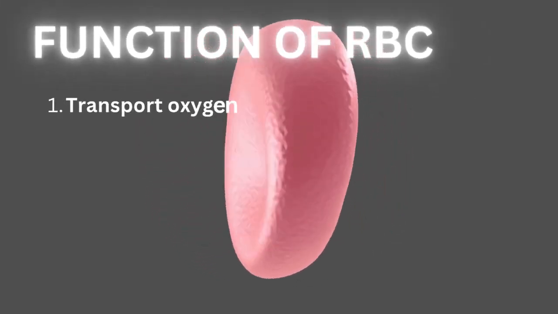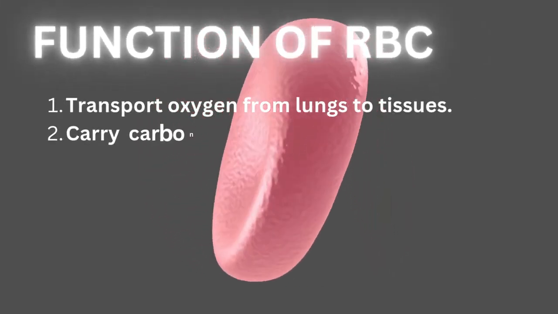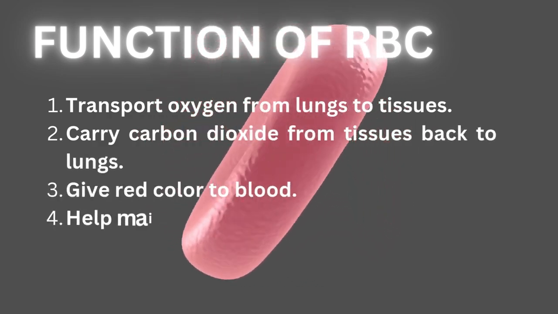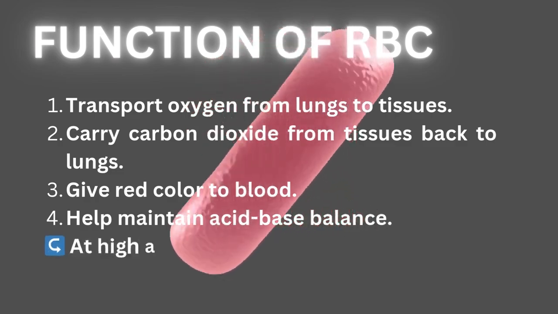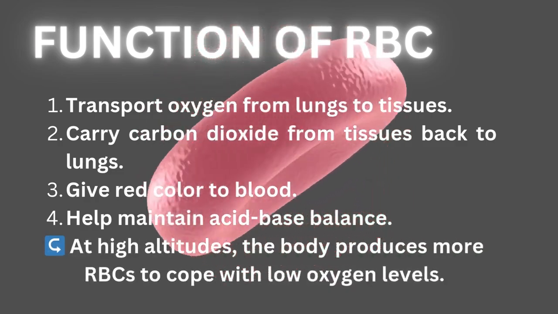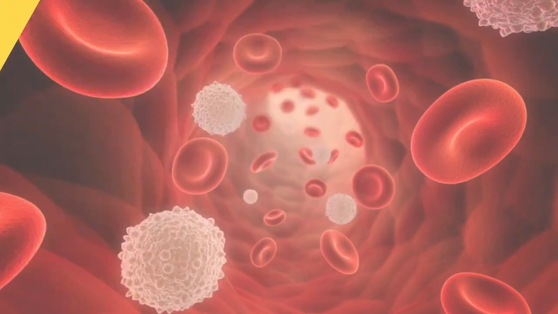Functions of RBCs: transport oxygen from lungs to tissues. Carry carbon dioxide from tissues back to lungs. Give red color to blood. Help maintain acid-base balance. At high altitudes, the body produces more RBCs to cope with low oxygen levels.